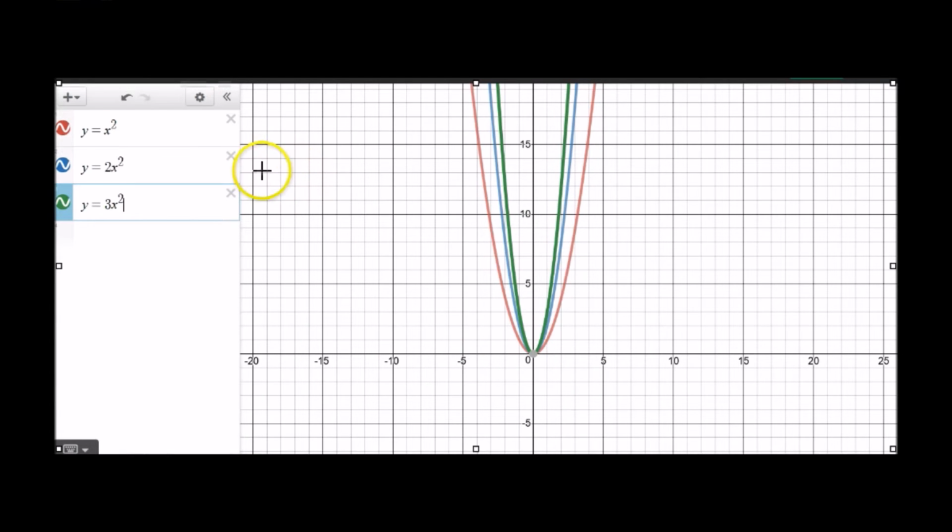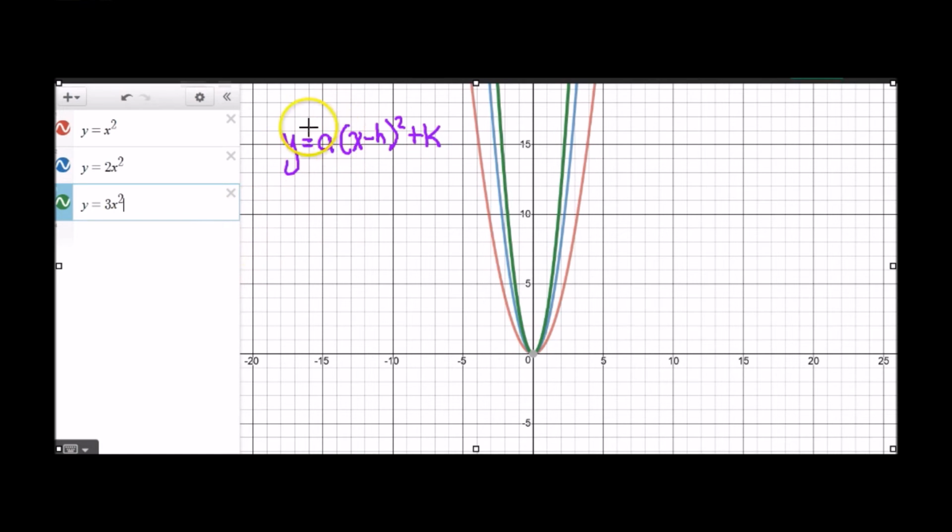Just to conclude that, I've been changing the a. So this is again my vertex form. Oops, it should be x minus h, I don't know where my eraser is. Oh, there it is. y equals a(x minus h) squared plus k, so that's my vertex form.